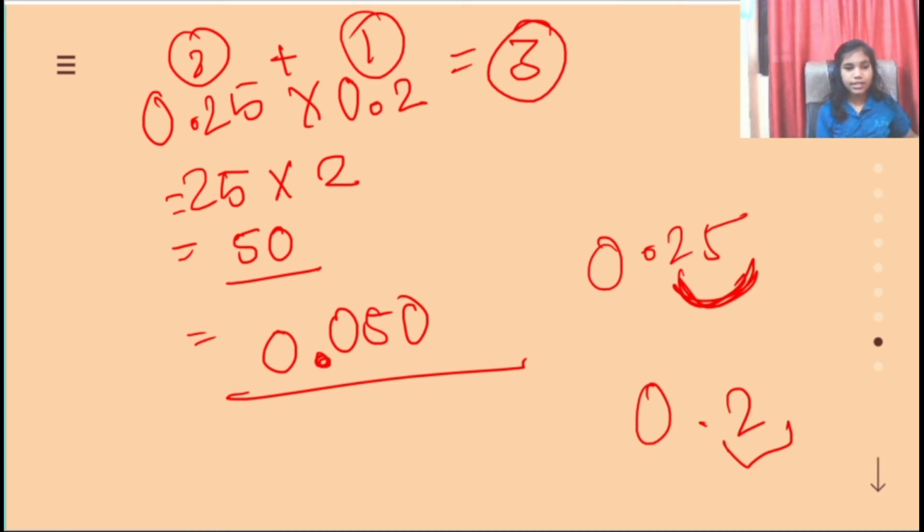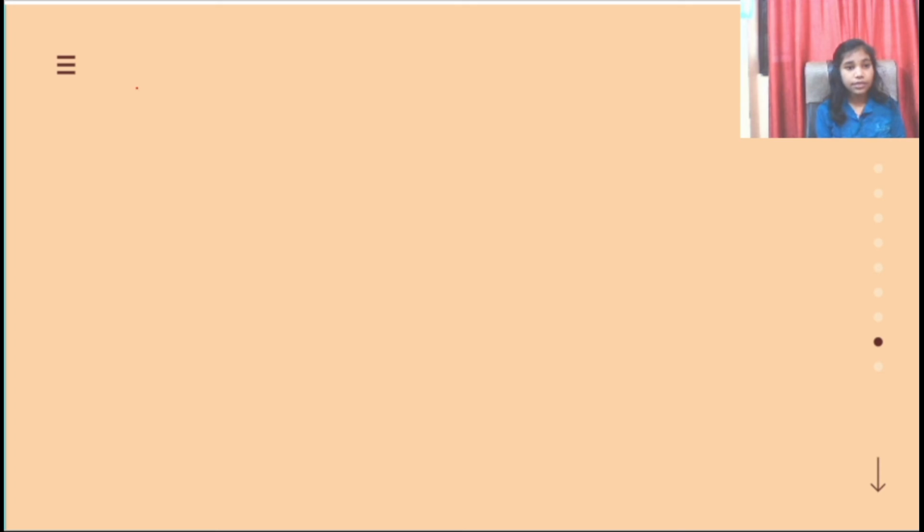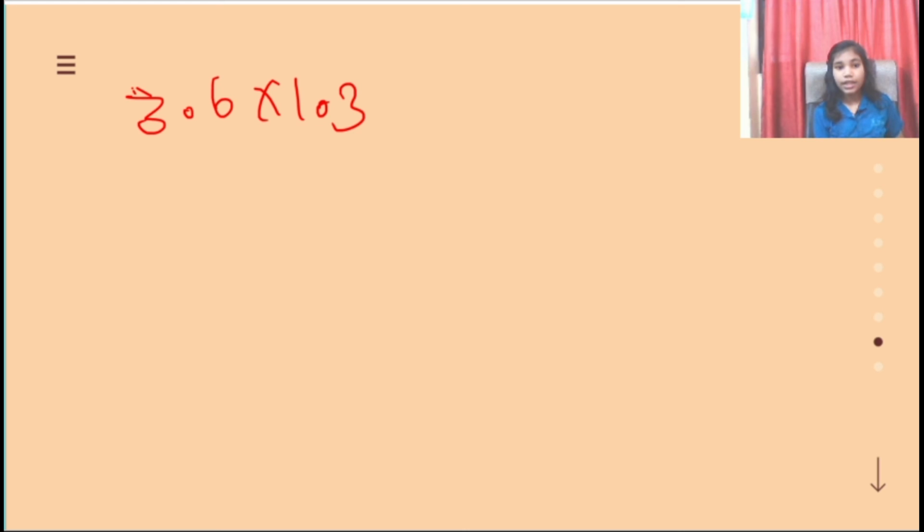Right? Let's take another example. For example, if I have 3.6 multiplied by 1.3, I don't think that it is lagging. Okay, if it is lagging, I'm very sorry for that, right? So for example, if I have 3.6 multiplied by 1.3, now what you have to do?